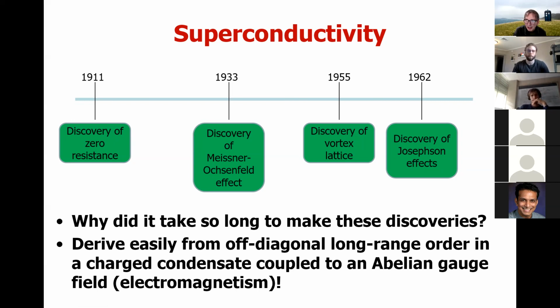When we do this in class, I'm going to be able to derive these things, or you're going to do some of them yourselves in the homework. You can derive them very easily from a few lines of algebra, from the idea that you have off-diagonal long-range order, a kind of quantum order that we're going to talk about very soon, of a charged Bose-Einstein condensate coupled to an abelian gauge field, electromagnetism. And all of these things can be really easily understood at a top level of description. But they can't really be understood very easily at a low level of description.